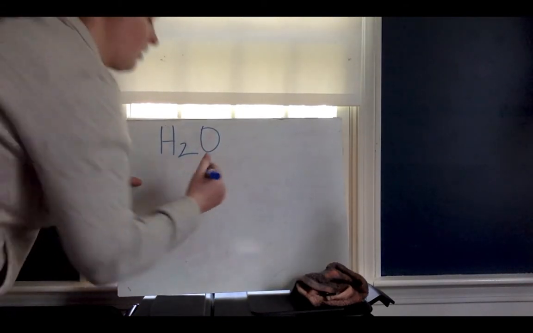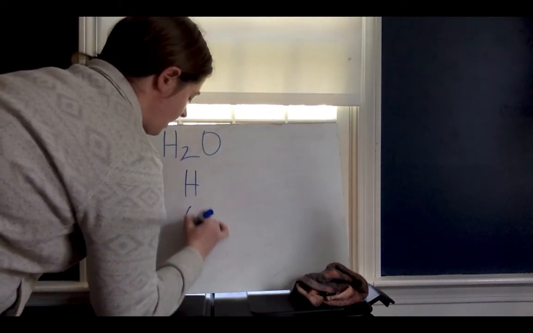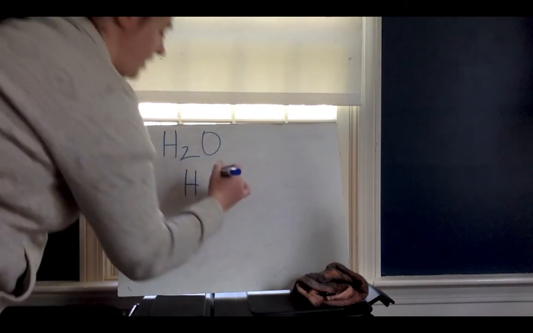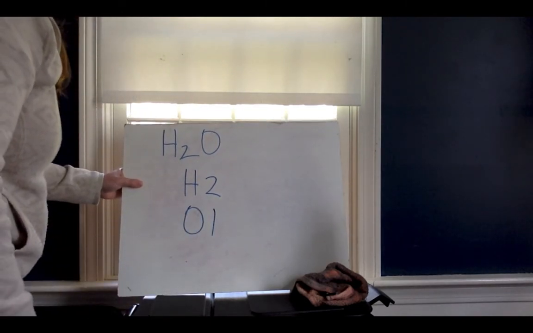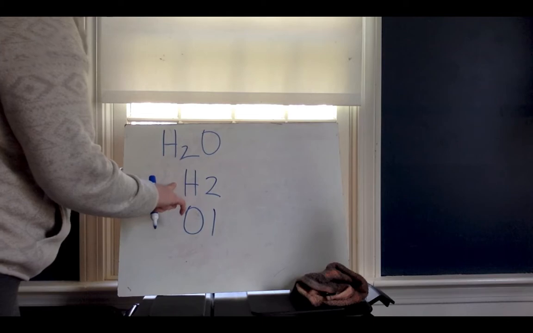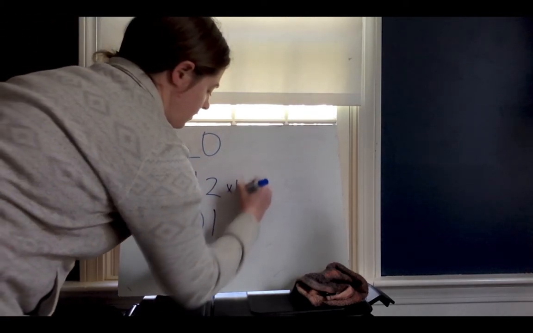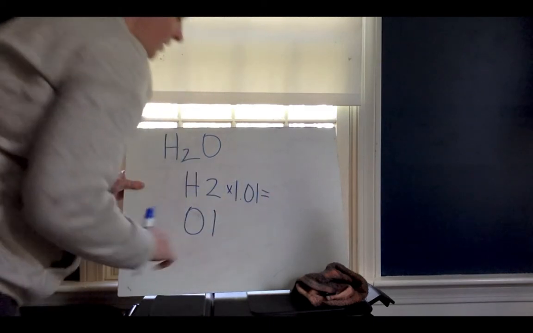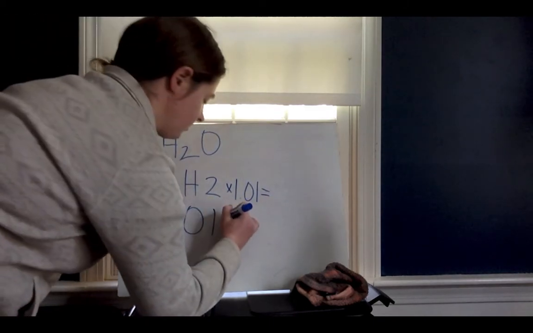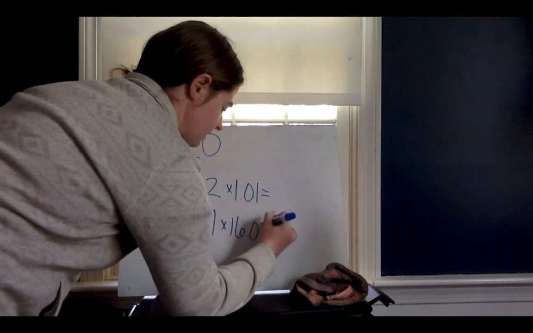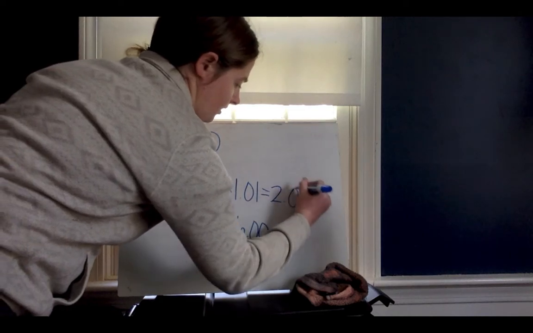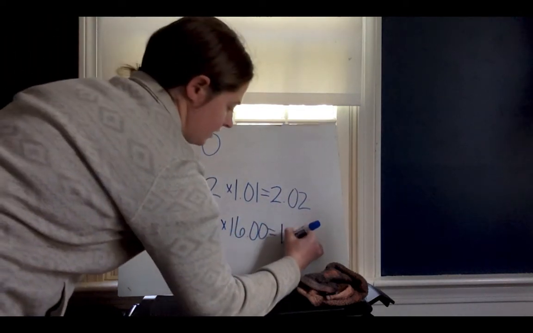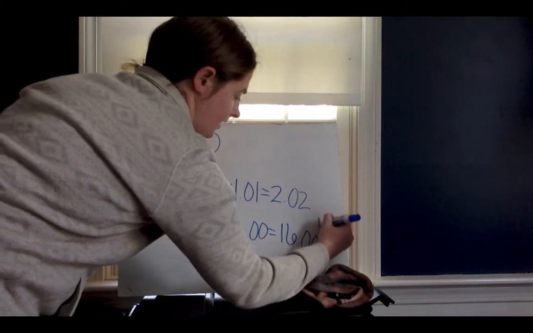The next one we're going to do is water, H2O. We're going to list our elements. We have H and O. We see there's 2 H's. There's 1 O. And we're going to multiply times the mass on the periodic table. The mass of hydrogen on the periodic table is 1.01. The mass of oxygen on the periodic table is 16, so we do 16.00. So 2 times 1.01 is 2.02. And 1 times 16 is 16. Now we can add them together.